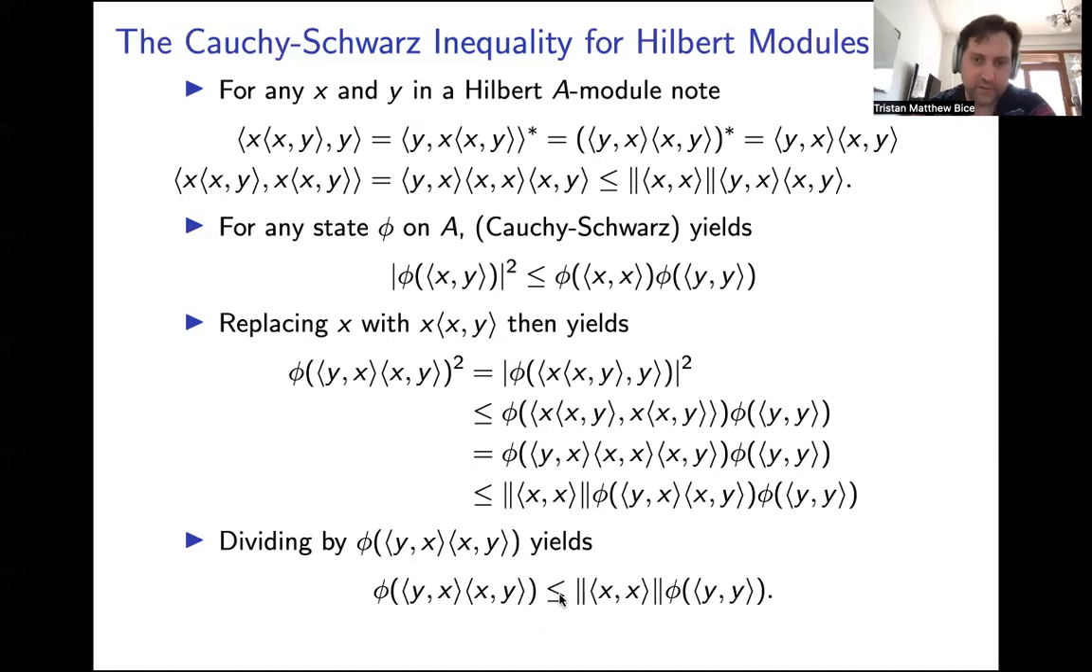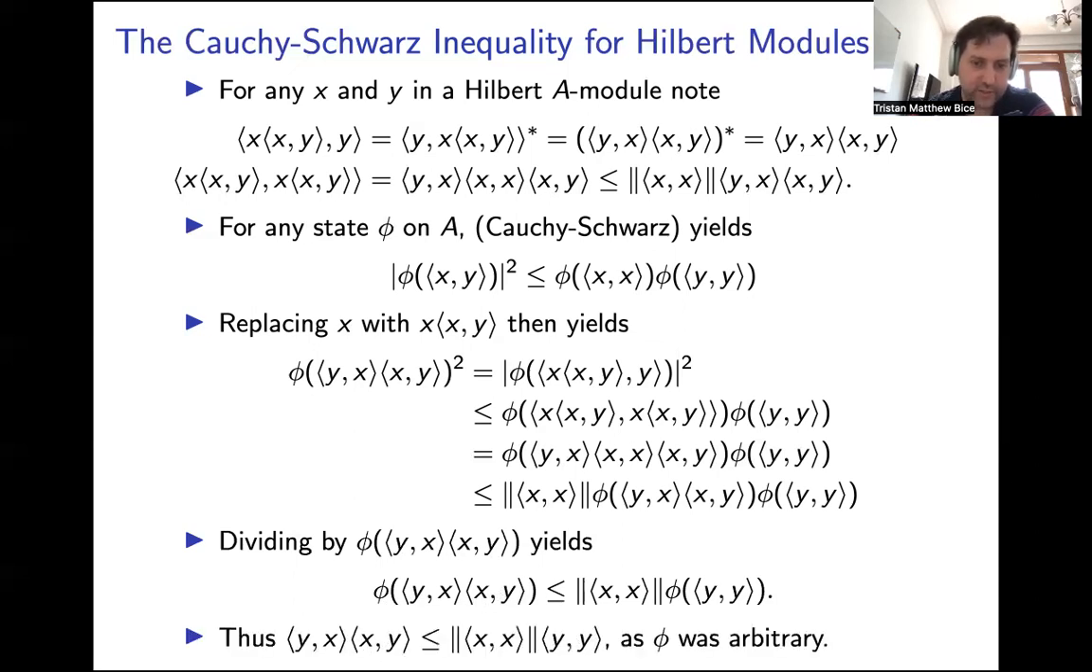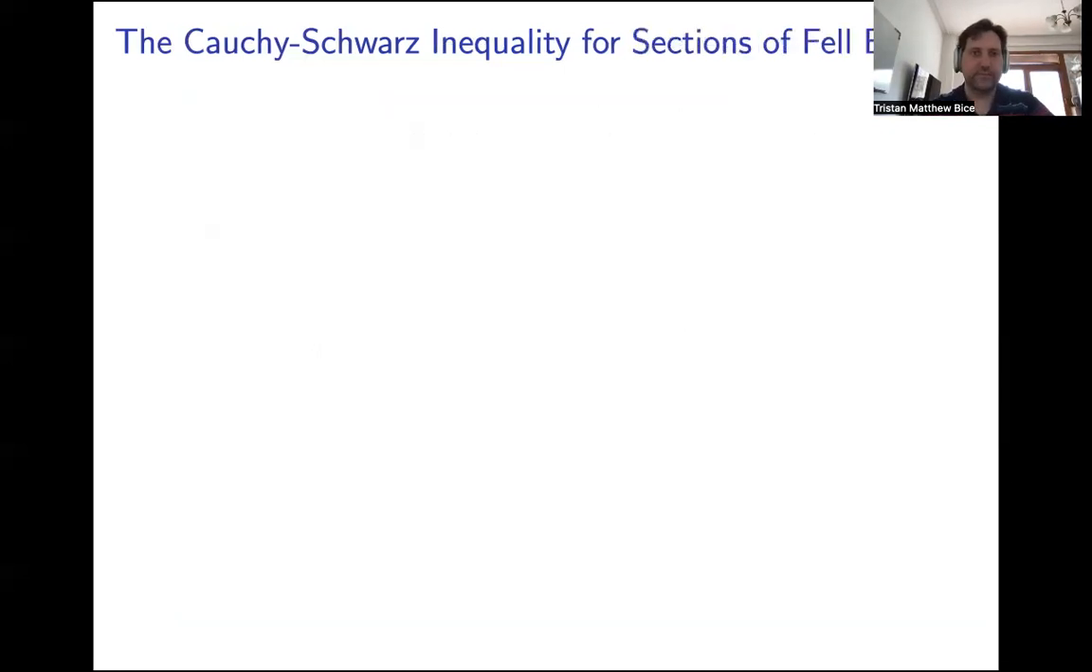There's a slight issue in that this could be 0 and then you're not allowed to divide out. But if it's 0, then this inequality is trivially true. This expression on the right here is always greater than or equal to 0. So you don't have to worry about the 0 case here. Okay, so this gives us this inequality, but remember phi was just some arbitrary state. And if you've done this for some arbitrary state, then you can say this same inequality holds for the corresponding operators. That was thanks to that little proposition we just proved. So great, we've now proved the Cauchy-Schwarz inequality for Hilbert modules.